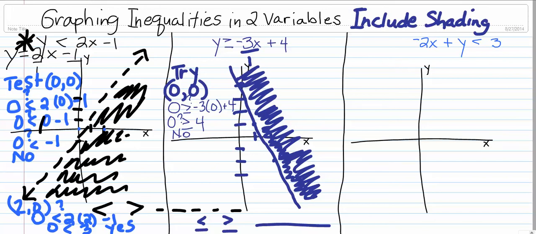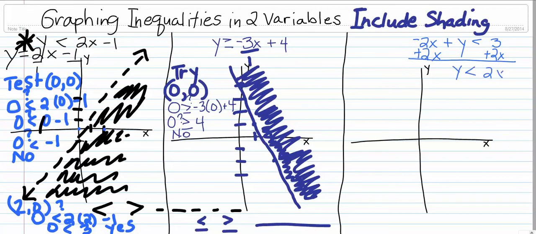Okay, and then the last one, just another example. This time y is not alone, so I have to make some changes, just like we practiced before. I'm going to change the color here. I'm going to add 2x to both sides because I want to get y alone. It's been a while, so I thought this would be a good time to review this. Y is less than 2x plus 3.